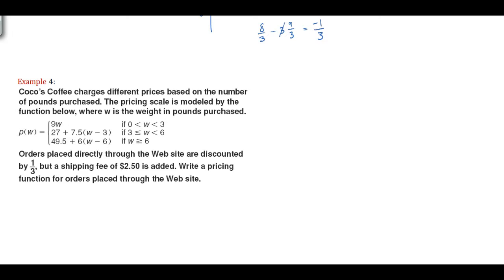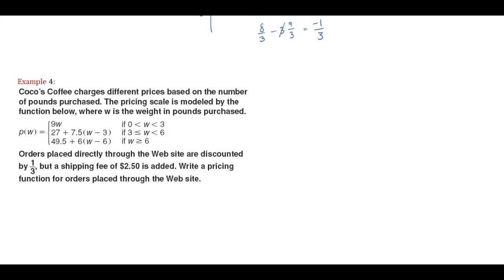You go anywhere, you see them offer prices for so much, and this is saying that Coco's Coffee has a pricing scale that if you buy 0 to 3 pounds of coffee, we will charge you pretty much $9 a pound. Now, if you're willing to buy 3 to 6 pounds of coffee, we're going to drop that price down. Instead of $9 a pound, it's going to be $7.50 a pound, but we're going to add $27, and that's all for the math, right? Someone's figured all that out. So this just represents how many pounds of coffee you're going to buy and how much it's going to cost you. So there it is.